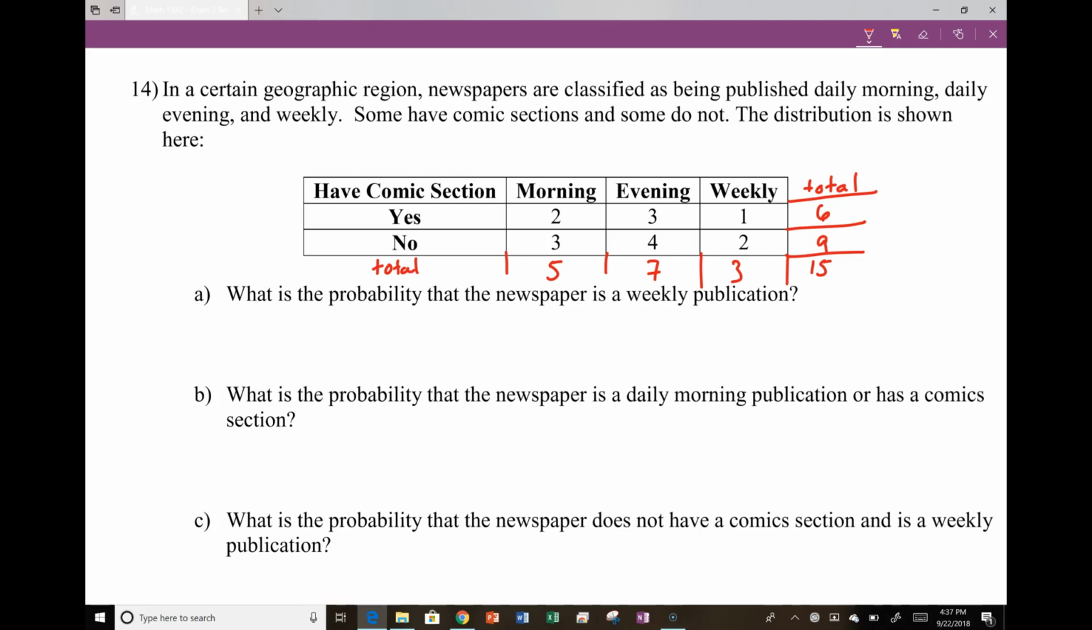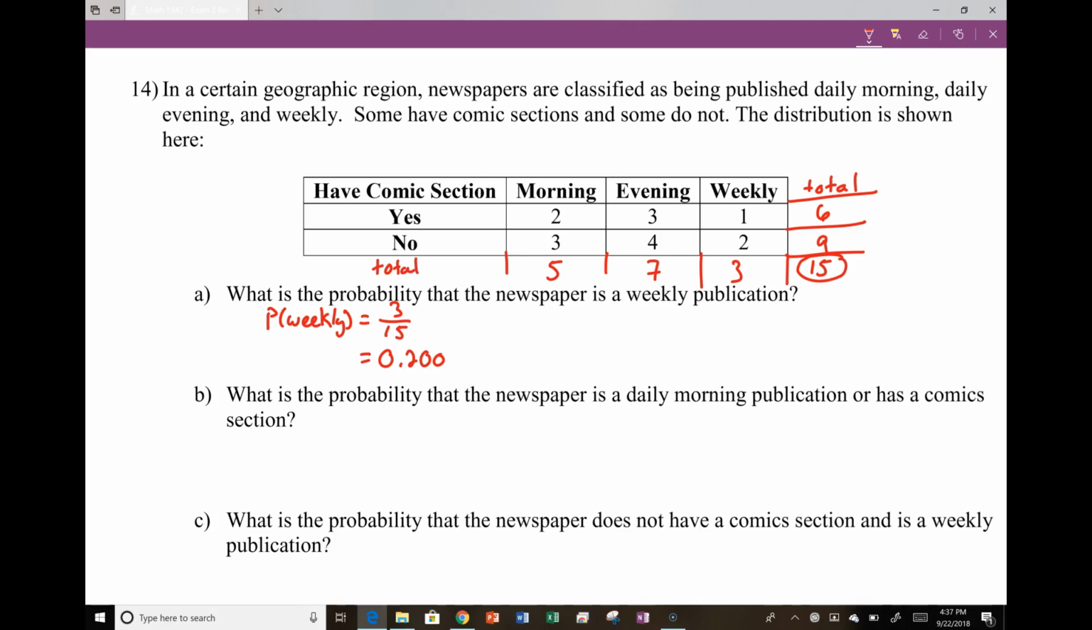This helps me because now I know that this is my denominator. So what is the probability that the newspaper is a weekly publication? So the probability of it being weekly, well, that's this one. I know that there's a total of 15, and there are 3 that are weekly. So 3 divided by 15 is 0.200. You could put 0.2. That's fine as well.